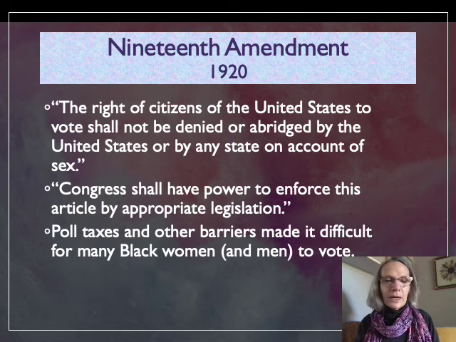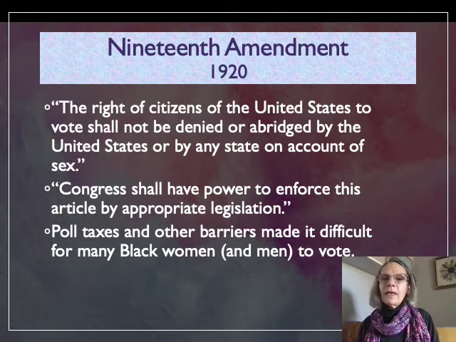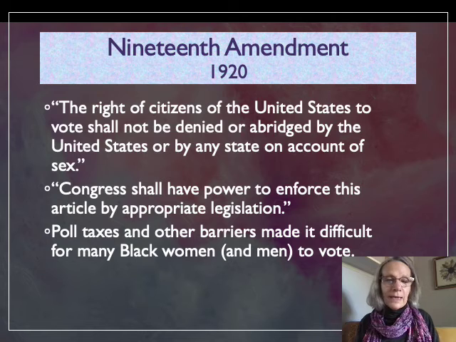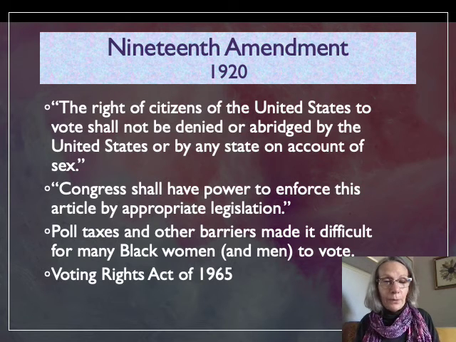Keep in mind, I mentioned it earlier in the lecture that with the passage of the 19th Amendment, it doesn't mean that all women get the right to vote. There are still significant barriers to voting for African Americans in the United States, both men and women. Poll taxes and other barriers make it difficult for many Black women and Black men to vote, and those barriers are not dismantled until the passage of the Voting Rights Act in 1965.